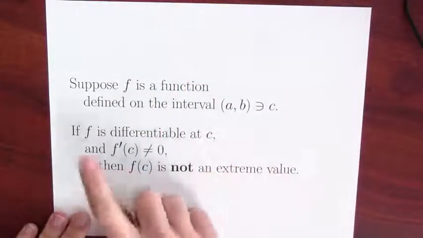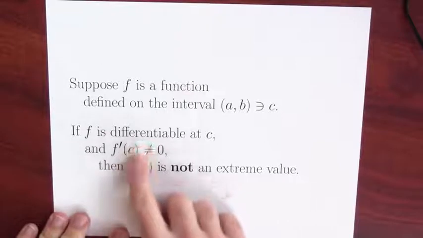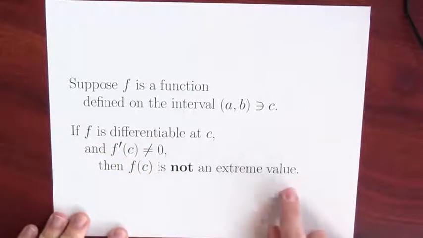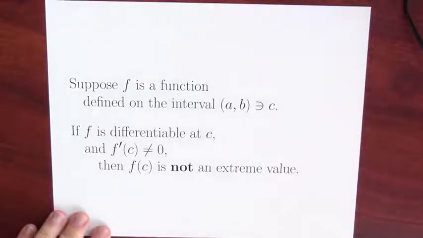Let's summarize what we've shown. So what we've shown is this. We've shown that if a differentiable function has non-zero derivative at the point c, then f of c is not an extreme value. Now we can play this in reverse.